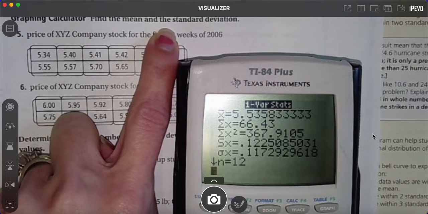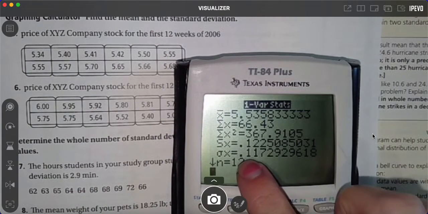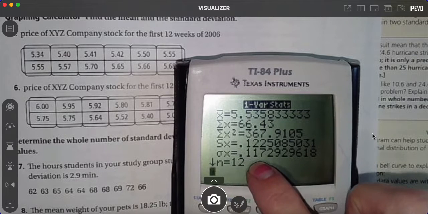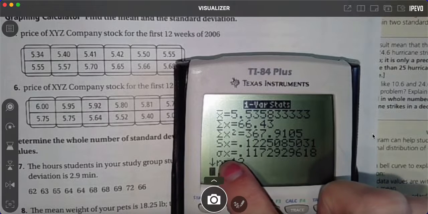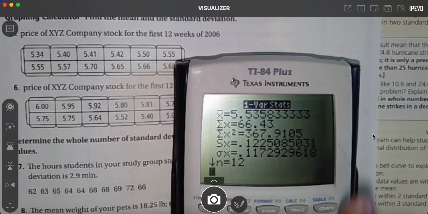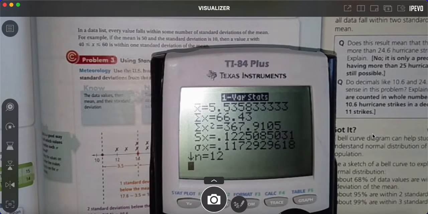Now, the standard deviation is actually this number right here, 0.117. So I would probably put 0.12. That's my standard deviation, because the variance is that squared. The answer to number 5 says 0.12, and I said I would put 0.12. I would just round it.